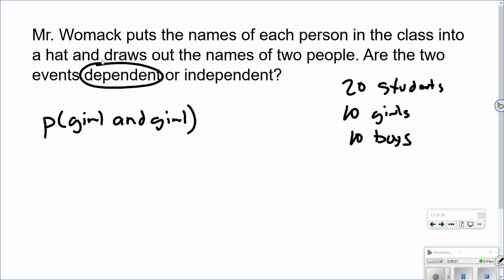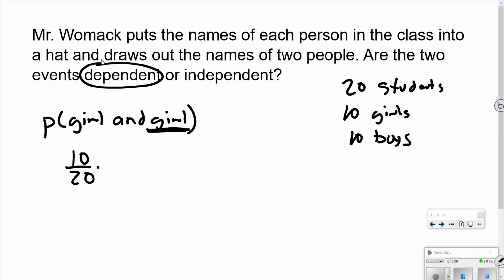Okay. So when I draw out the first person, the probability of getting a girl, that would be 10 out of 20, right, or a half. Okay, and then we're going to multiply that. Now this is, if they're dependent events, how it changes. Instead of multiplying it by the probability of the second thing, of getting a girl right there, I multiply it by the probability of getting the second thing, given that the first thing already happened. So you have to assume that I already drew out a girl's name. That's already happened, and I set it off to the side and I didn't replace it.